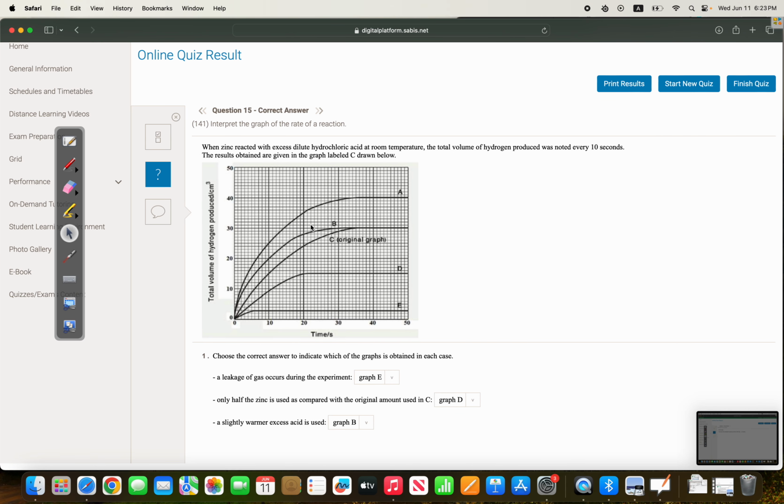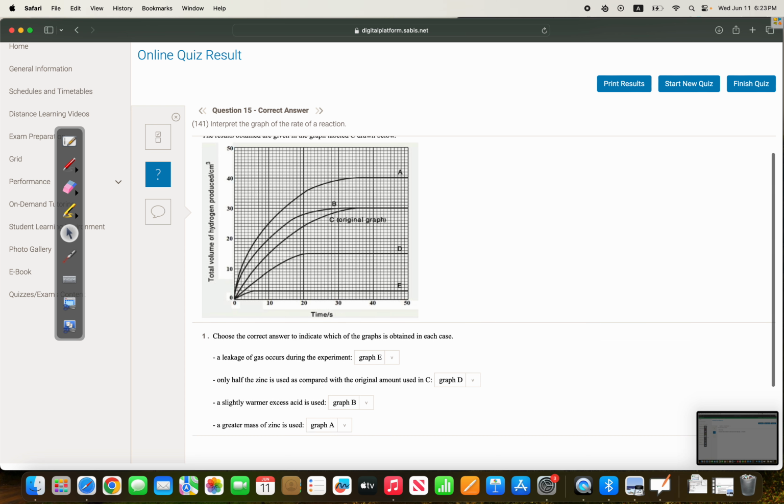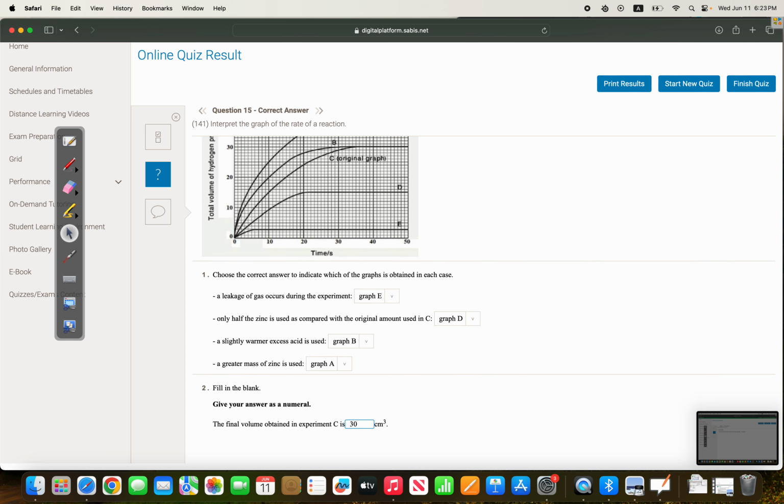15. When zinc reacted with excess dilute hydrochloric acid at room temperature, the total volume of hydrogen produced was noted every 10 seconds. The results obtained are given in the graph labeled C drawn below. A leakage of gas is E because it's the lowest. Only half the zinc is used, D because it's not as low as E, but it's lower than B and C. A slightly warmer gas is used, B.